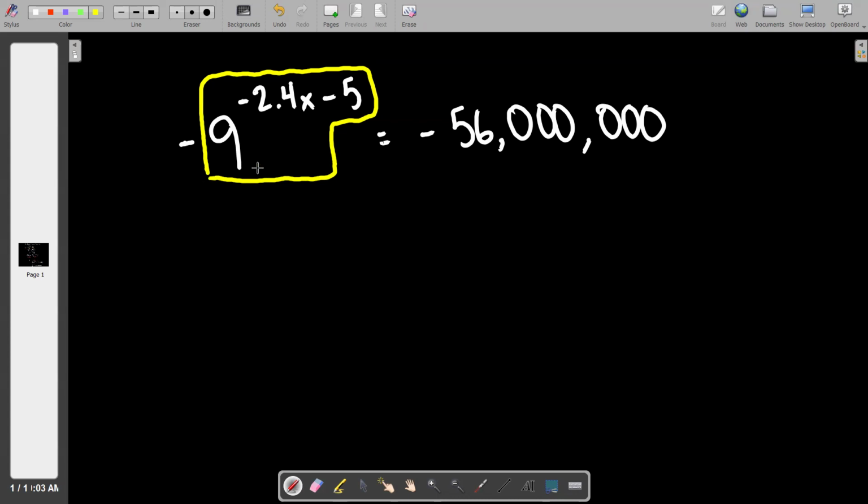So what we're going to do is divide both sides by a negative. And if I divide both sides by a negative, watch the screen, this negative goes away and this negative goes away. And now the power is by itself. So what do we do? Log both sides. Good.